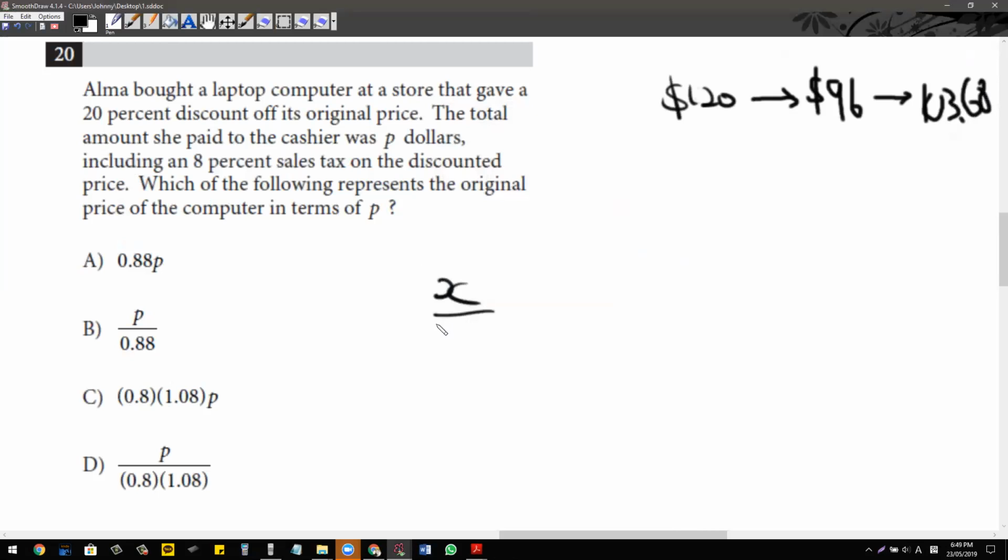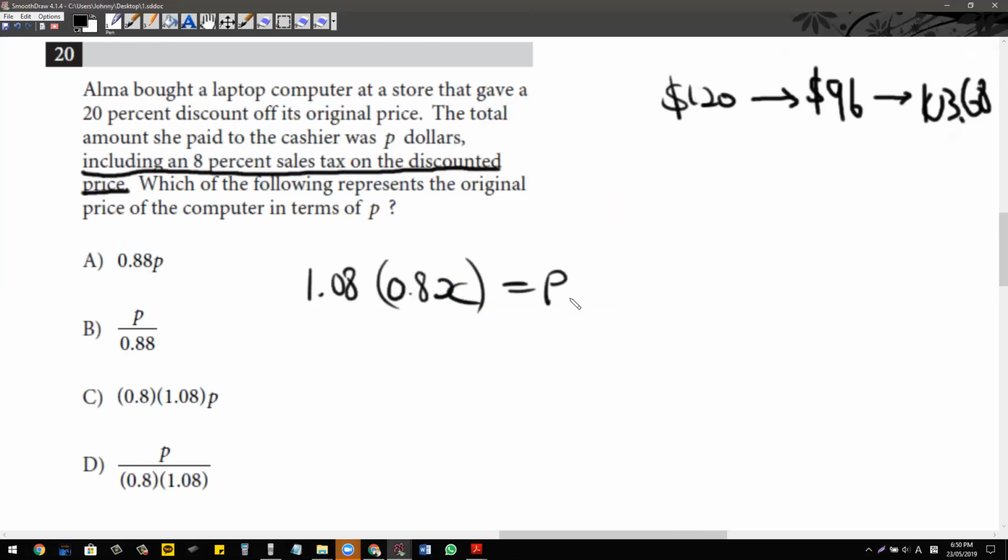All right, so there's this X amount, and this goes through a 20% discount. The total amount she paid to the cashier was $P, and this is a confusing bit, including 8% sales tax on the discounted price. So the discounted price was this, and if you add 8%, then the total amount of money that you have to pay is this. And this was your P.